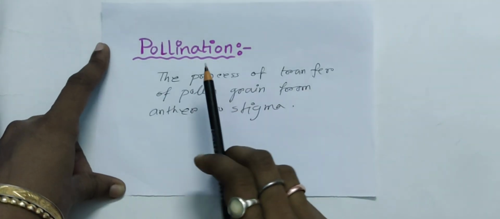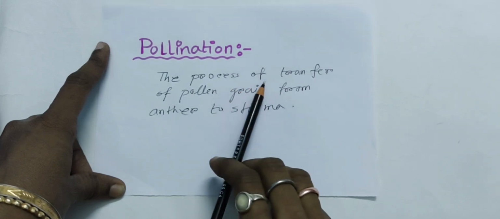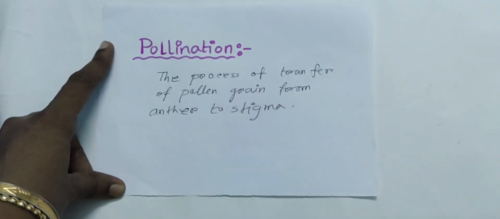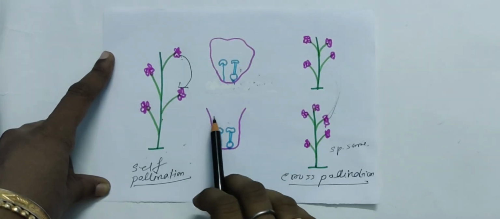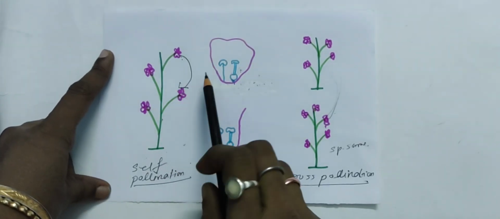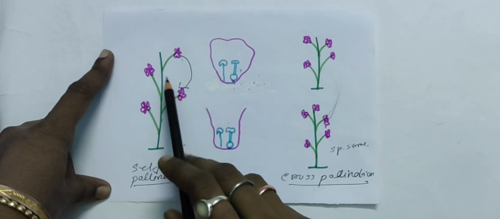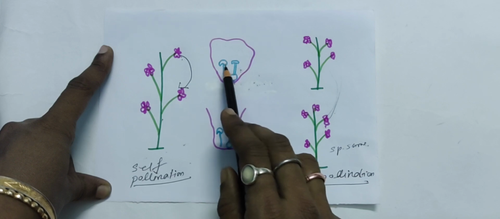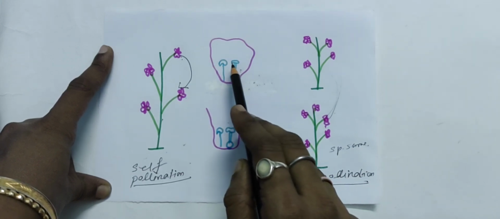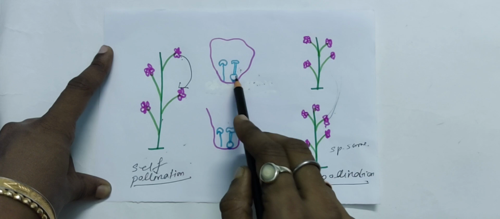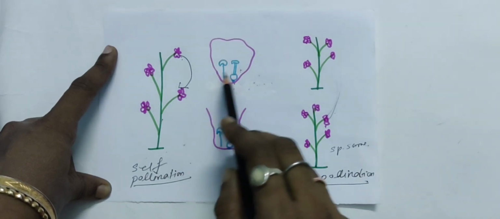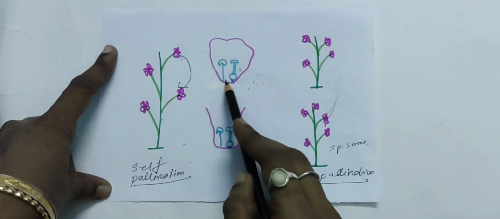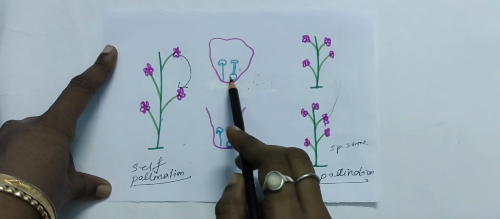So here is the definition. Pollination is the process of transfer of pollen grain from anther to stigma. How is it performed? Suppose this is a plant. This is one flower and there are other flowers also. When the transference of pollen occurs in the same flower, both the flowers are bisexual. Okay, here flowers are bisexual. So if the transference of pollen grain occurs in the same flower, it's called self-pollination.